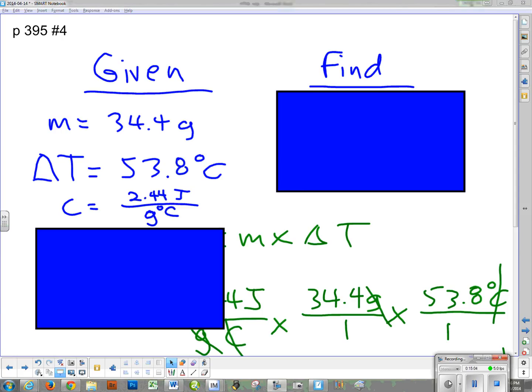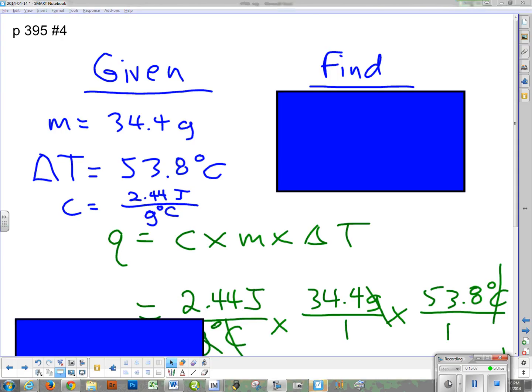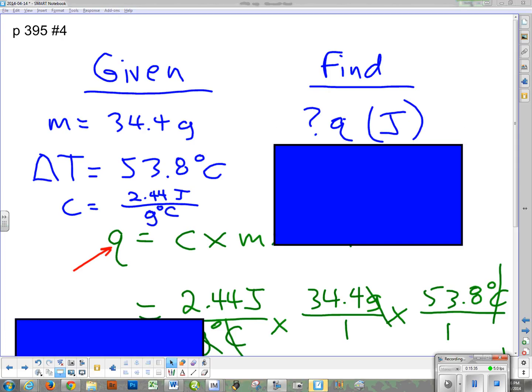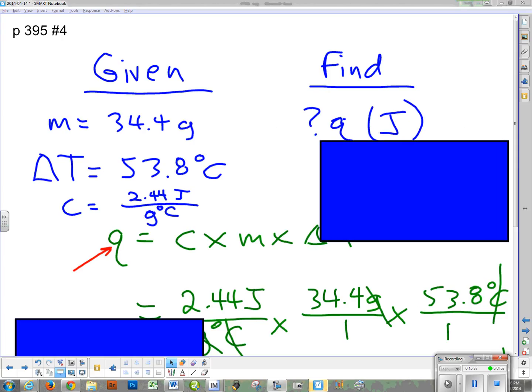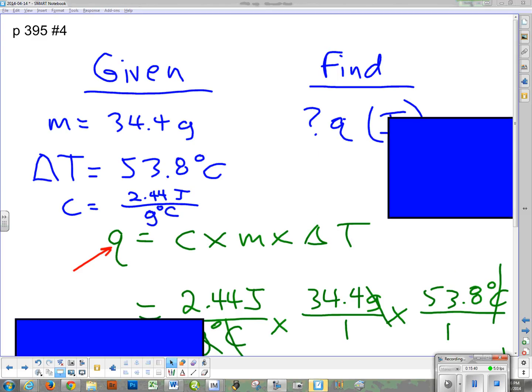Here we go. Now it's plug and play. And what are we supposed to find? Okay, here's the formula. Is this what we're looking for? Well, let's see. What is the find? What are we looking for? Heat. Yes. And heat is Q, and the unit of measure for Q is joules.